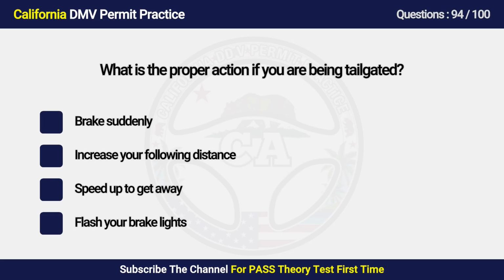Question 94. What is the proper action if you are being tailgated? A. Brake suddenly. B. Increase your following distance. C. Speed up to get away. D. Flash your brake lights.